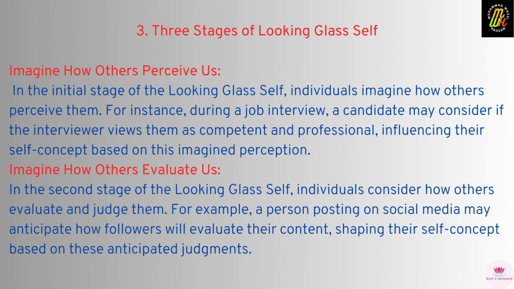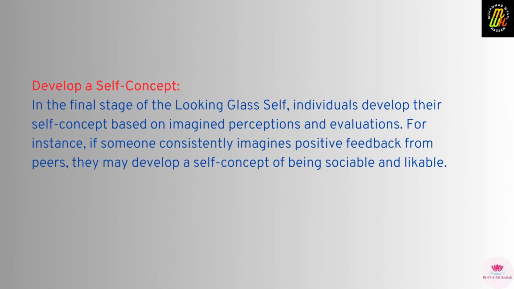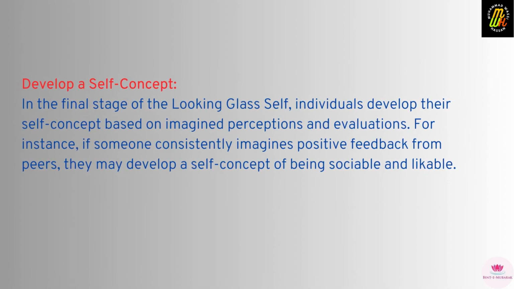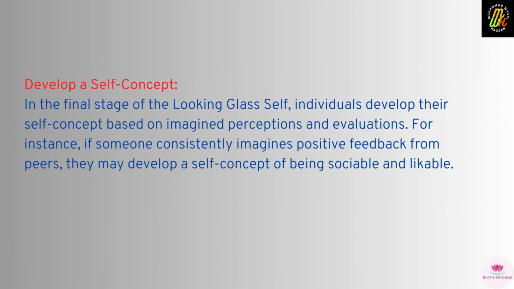Imagine how others evaluate us. In the second stage of the looking glass self, individuals consider how others evaluate and judge them. For example, a person posting on social media may anticipate how followers will evaluate their content, shaping their self-concept based on these anticipated judgments. Develop a self-concept. In the final stage of the looking glass self, individuals develop their self-concept based on imagined perceptions and evaluations. For instance, if someone consistently imagines positive feedback from peers, they may develop a self-concept of being sociable and likable.